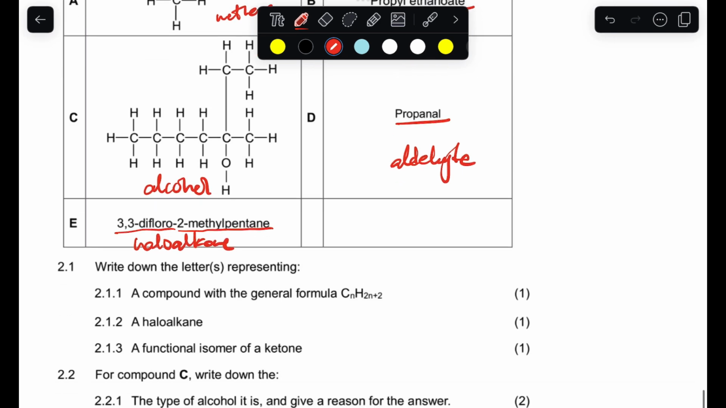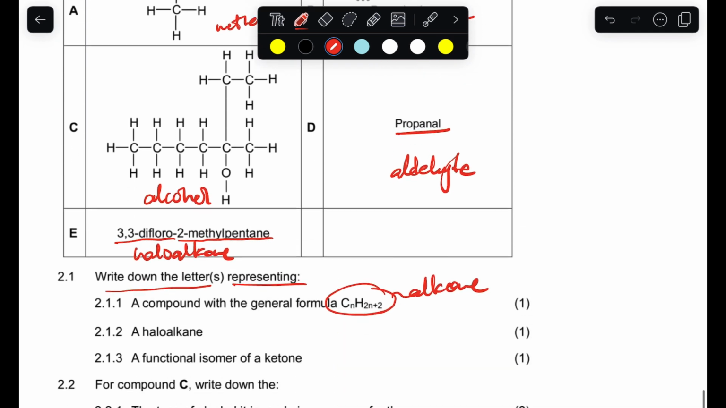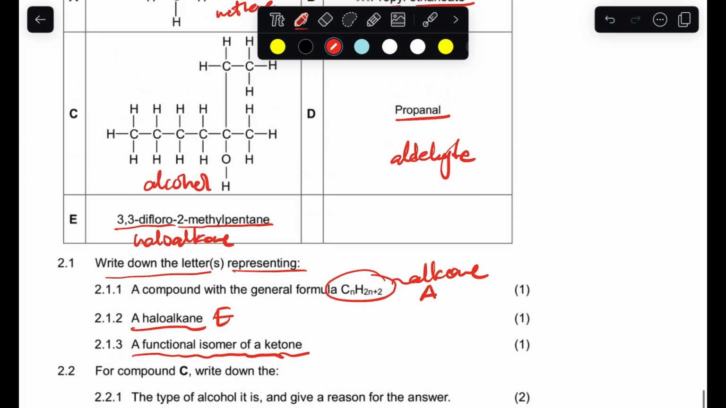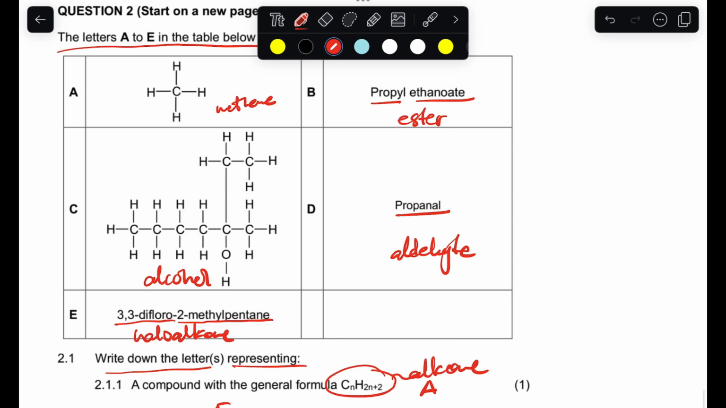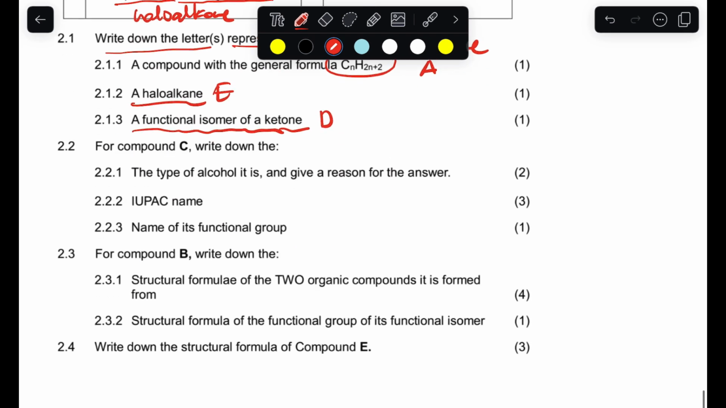Now it says write down the letters that represent a compound with a general formula. This is a general formula for an alkane, so the answer for alkane is A. And for the haloalkane, the letter is E. The functional isomer of a ketone: which one is a functional isomer of a ketone? The functional isomer of a ketone is an aldehyde. So the answer is D, the propanal. You don't write the name there, you write D.